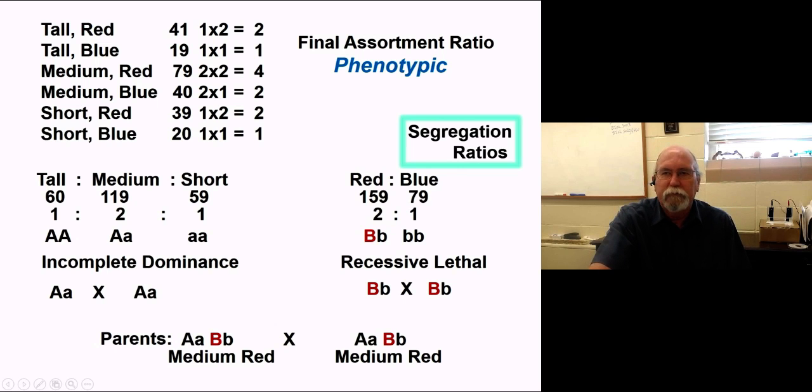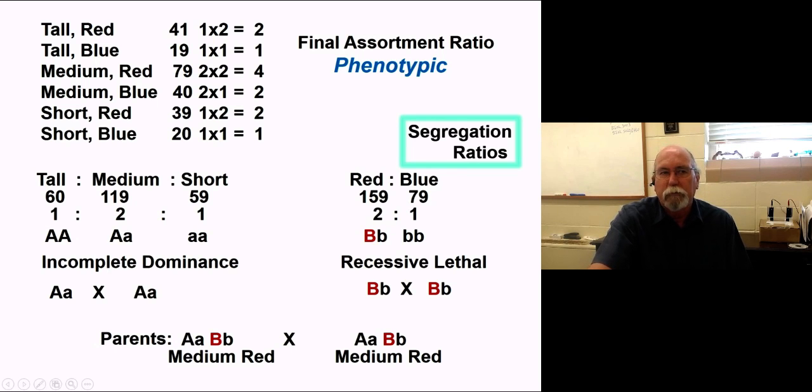Well, here, 2 plus 1 plus 4 plus 2 plus 2 plus 1 is only 12. Where are the other ones? Well, they're dead, right? So it would be plus 4, which would be some that are not seen. You don't know what color they are, you don't know what height they are or whatever, but they're not seen, all right? Okay, so this is our final phenotypic ratio.